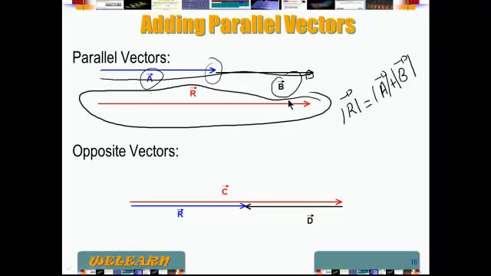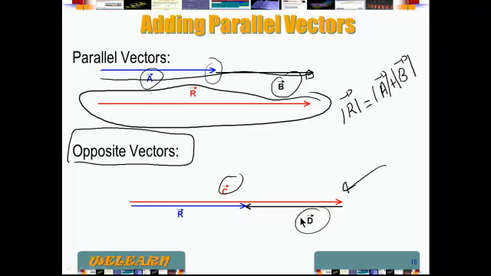The next question is, what if I have vectors that are opposite in direction, like C and D in this case? C is pointing towards the right, as you can see from here, and D is pointing towards the left. We still use the tail-to-tip method. So I start with C, and then at the tip of C, I draw D, and then I get the sum by joining the tail of C to the tip of D. That's my resultant in this case.